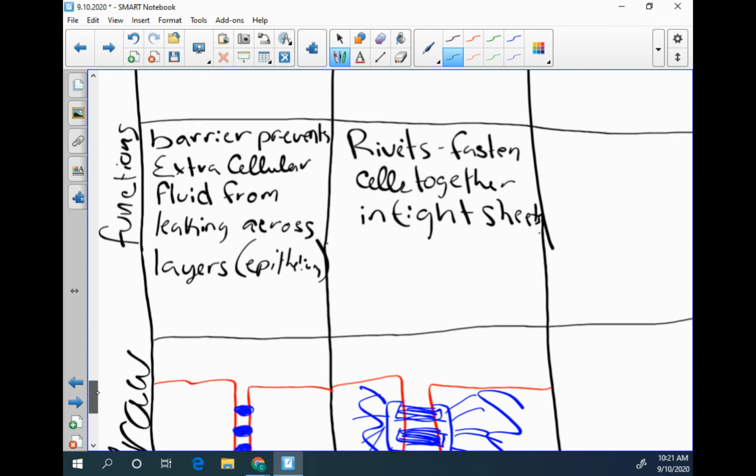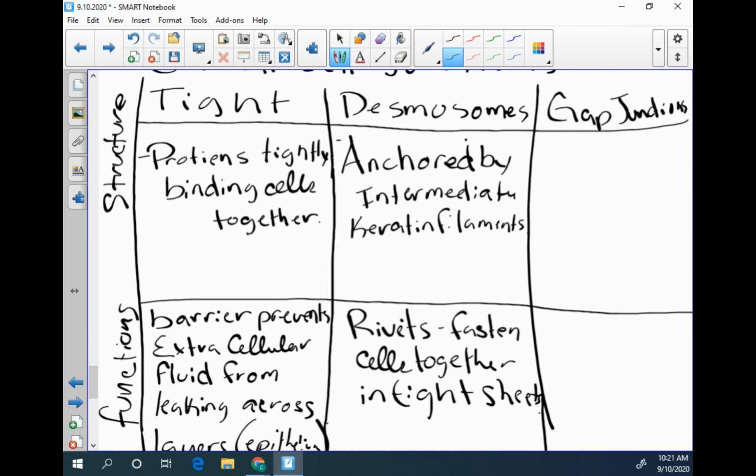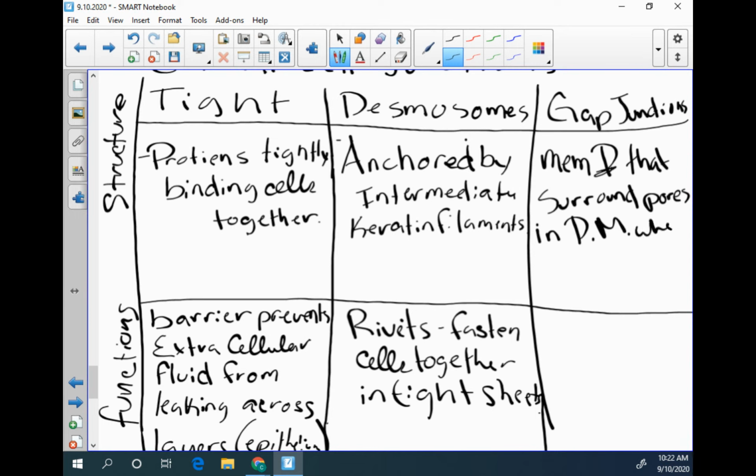One last one. They are gap junctions. Gap junctions are membrane proteins that surround pores in the plasma membrane where small molecules pass through. This is the junction. All right.